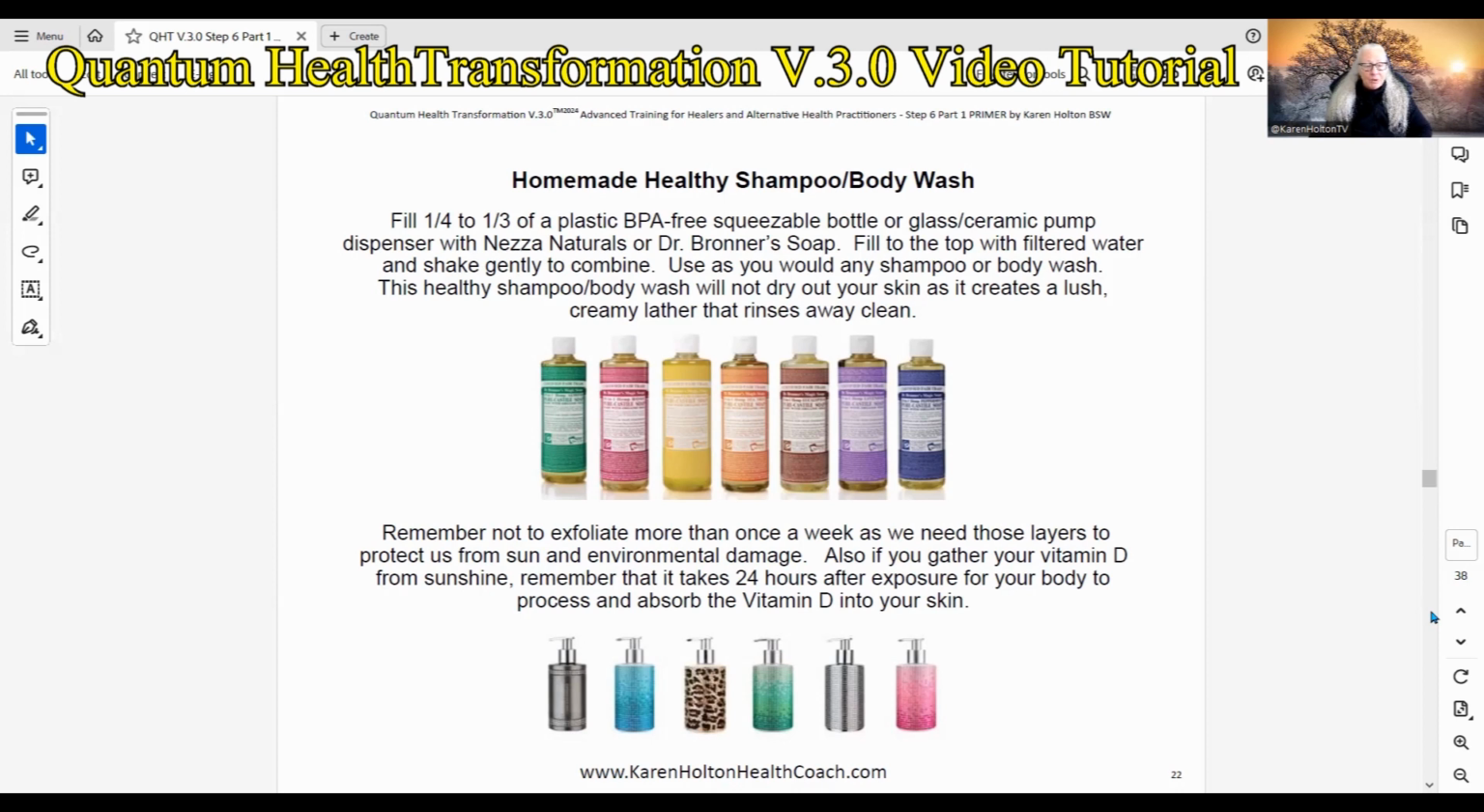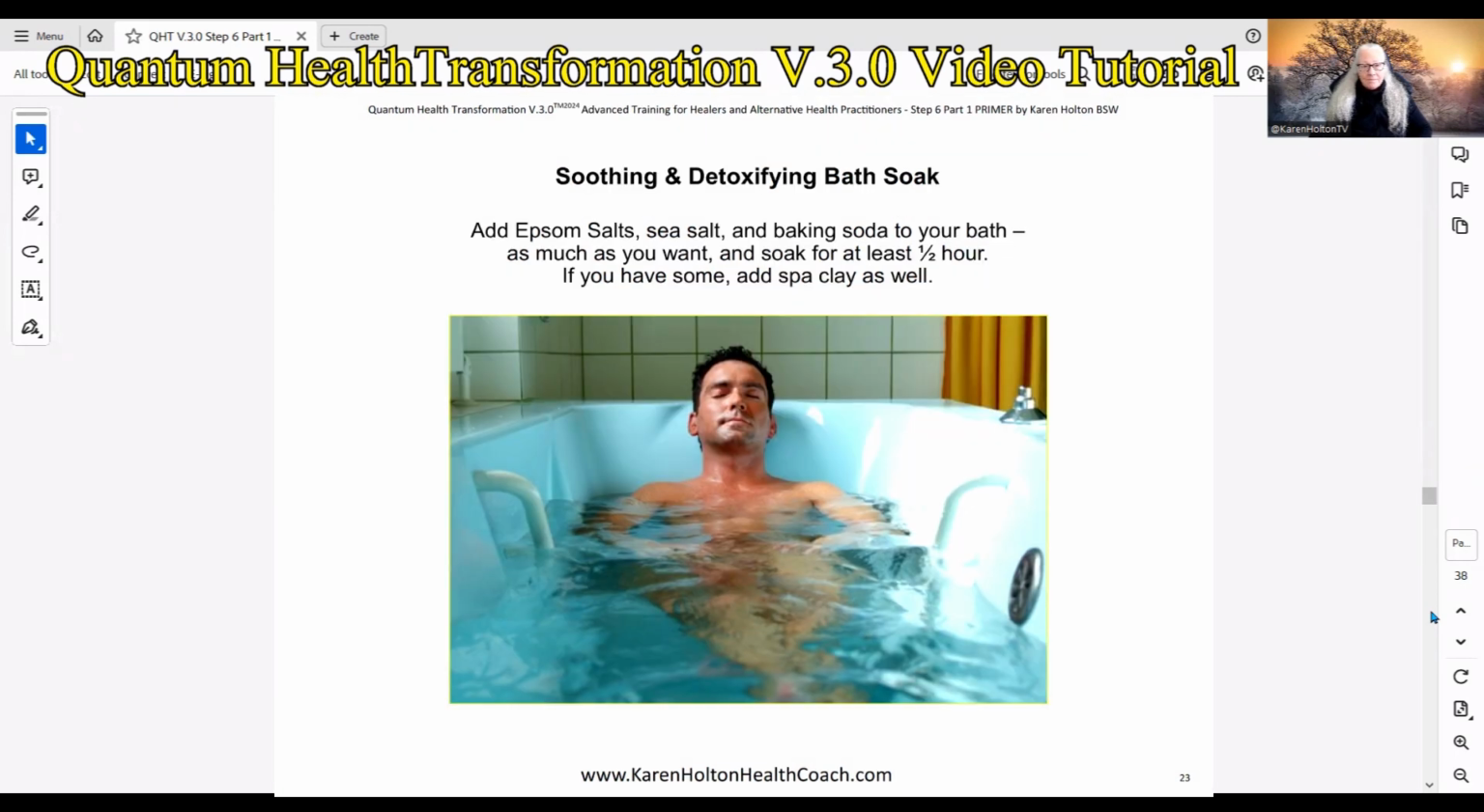This healthy shampoo or body wash will not dry out your skin as it creates a lush, creamy lather that rinses away clean. Remember not to exfoliate more than once a week, as we need those layers to protect us from sun and environmental damage. Also, if you gather your vitamin D from sunshine, remember that it takes 24 hours after exposure for your body to process and absorb the vitamin D into your skin.